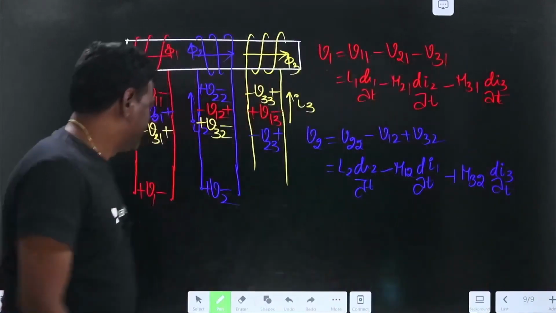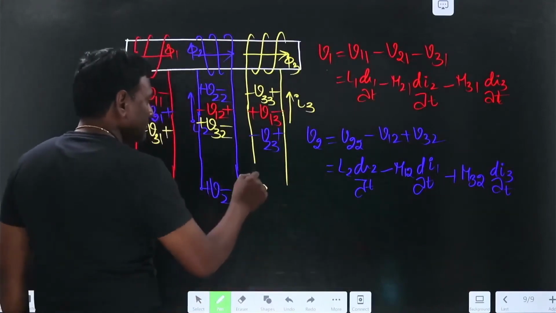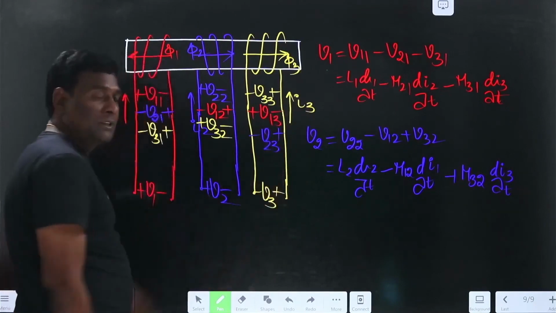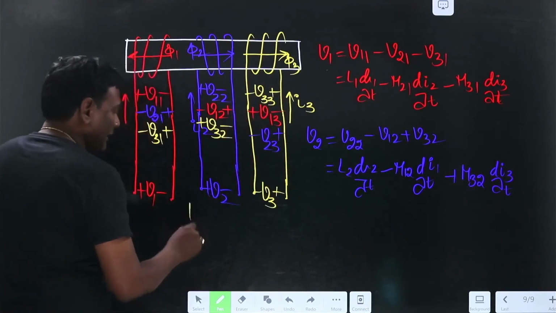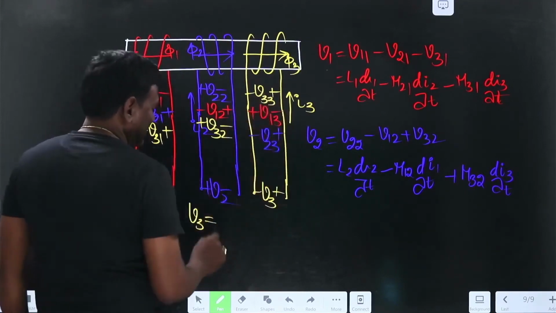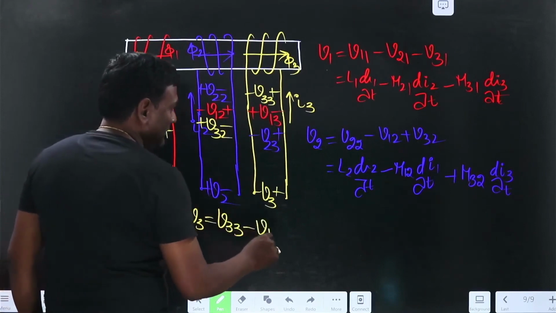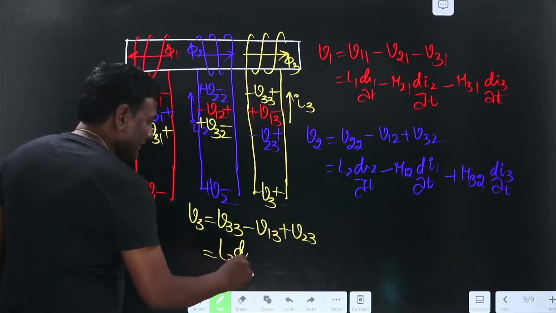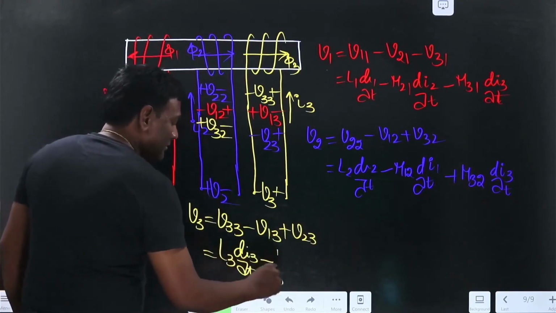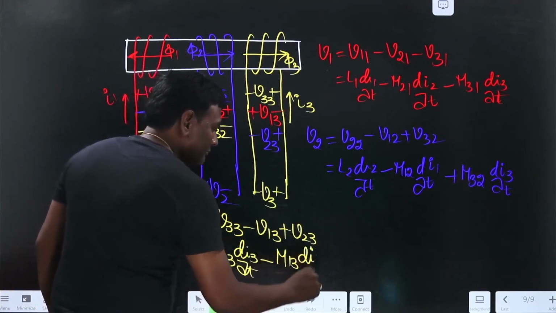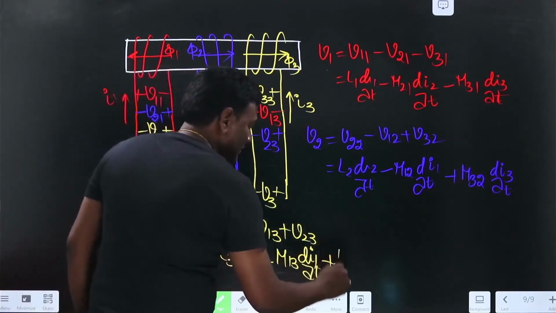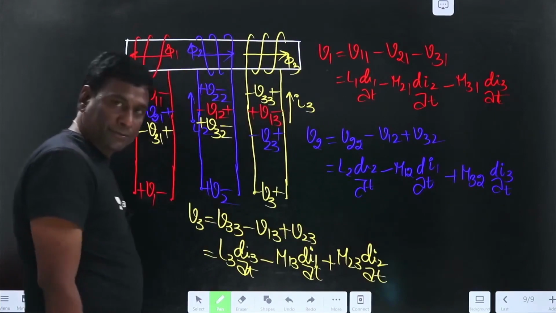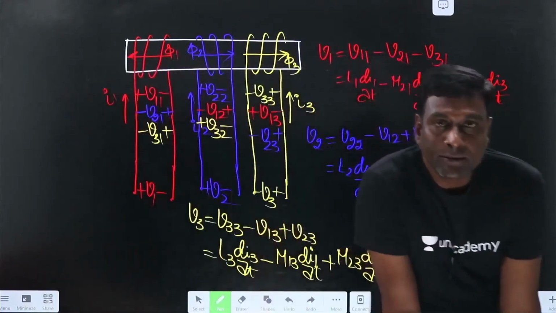Let me write the last one only. I3 is entering here, so let me consider V3 here. Let me go this way: minus of V3 or V3 equals plus V33 minus V13 plus V23. So this is going to be L3 di3 by dt minus M13 di1 by dt because of I1, plus M23 di2 because of second. Okay, it is going to be this.